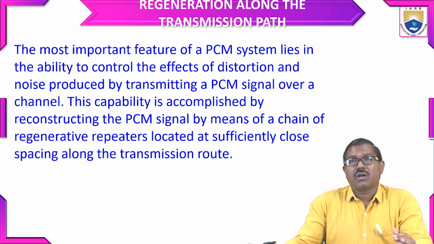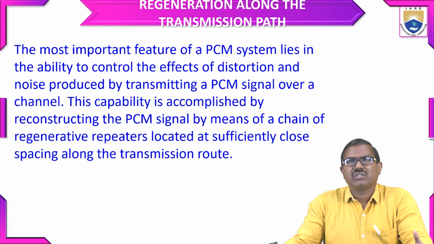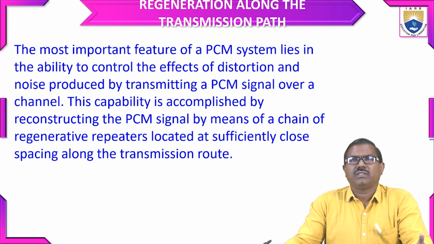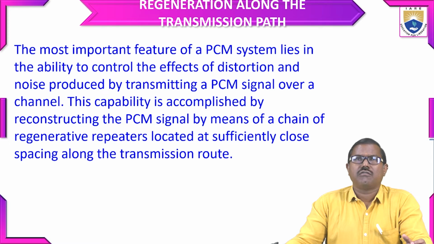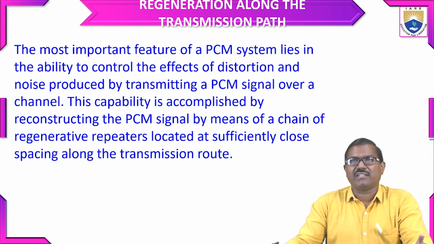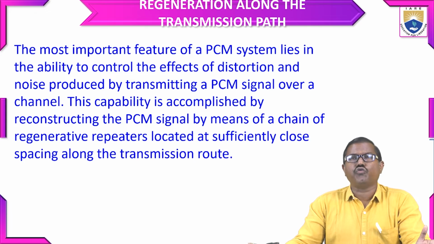Why? Because after transmission, the signal enters into the channel, where the noise is going to add up with the signal. Whenever this noise adds to the signal, it is going to distort it. So we are going to control the effects of distortion by using this regenerative repeater. This capability is accomplished by reconstructing the PCM signal by means of a chain of regenerative repeaters located sufficiently close along the transmission route.